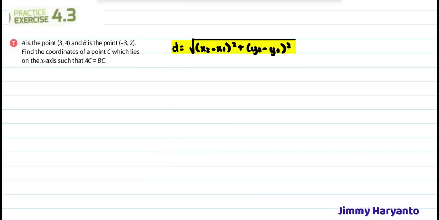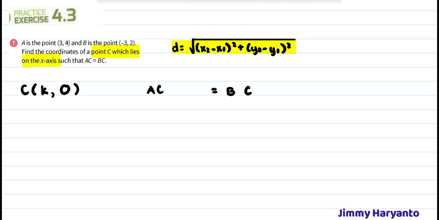Next is question 7. For question 7, first we have to read this one. The point C lies on the x-axis. That means we have one value for the point C. On the x-axis means y equals 0, but we don't know the x yet. Let's say it's k. So C is k, 0. And the question says the length of AC must be equal to BC.